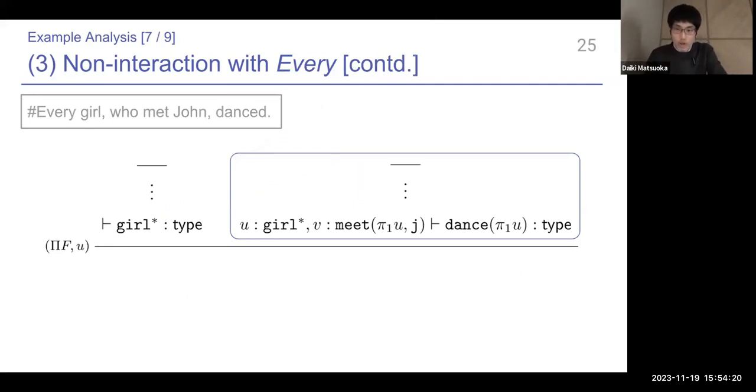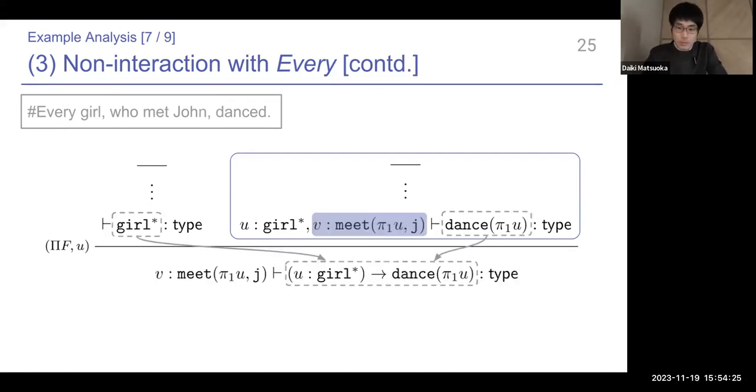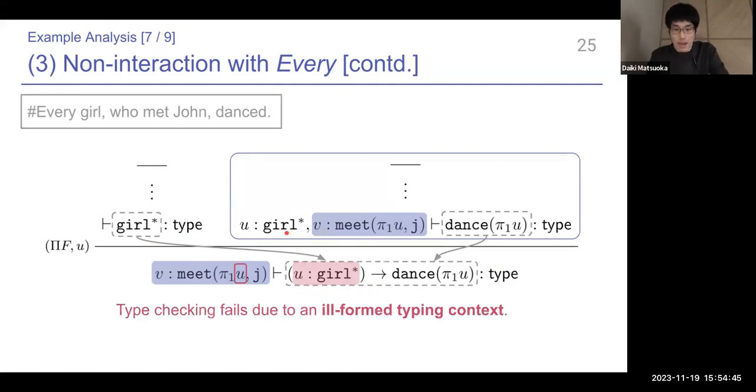Here, if we try to reconstruct the pi type, it would be something like this. We have a girl here, so we put it in this part. We have dance pi on you here, so we put it here. But it is not desirable. It is undesirable because in this typing context, we have a free variable u, which is not bound by u. And this is blocked because this is an ill-formed context in dependent type theory. So the implicit reading of the sentence is predicted because type checking fails due to this ill-formed typing context.